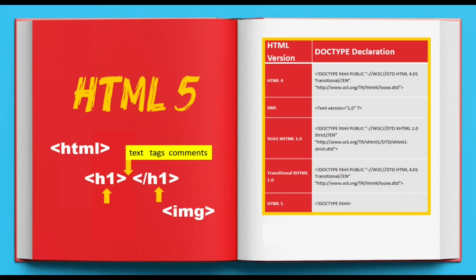Each web page begins with a doc-type declaration which informs the browser about the HTML version the page is using. Although this declaration is not mandatory, it helps browsers to correctly render a page. Due to various flavors of HTML, declaration also varies as shown in this table.